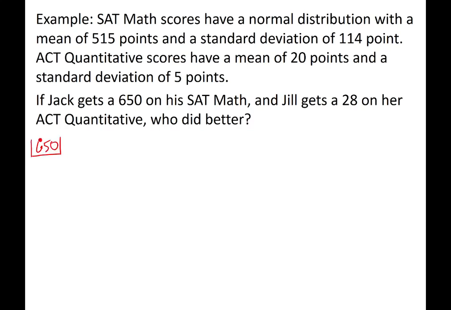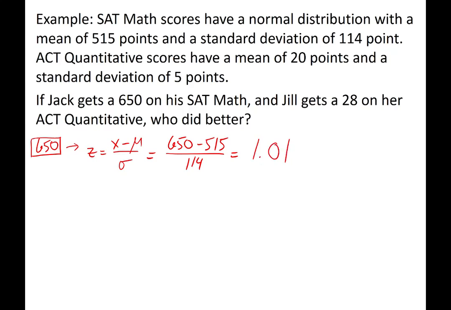So for the person who got a 650 on the SATs, we could calculate their z-score by taking 650 minus 515 over, what was it, 114 was the standard deviation? Okay. What does that come out to be if you calculate that z-score? 1.008. So like 1.01 if you round to two decimals. I'm going to round to two decimals. We'll see why, but typically z-scores are usually rounded to two decimal places.